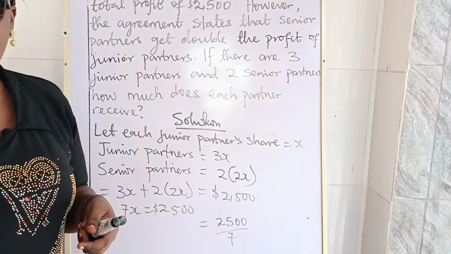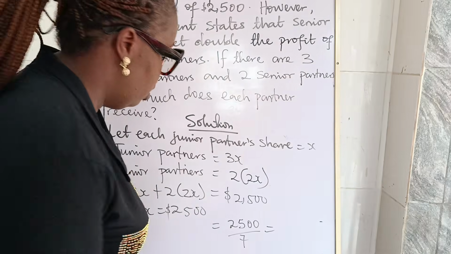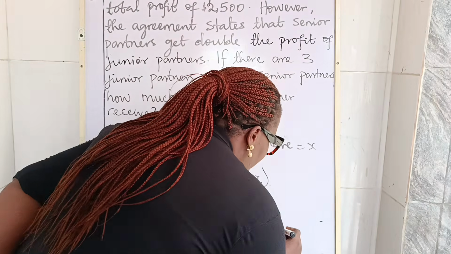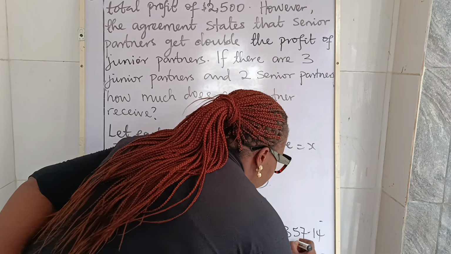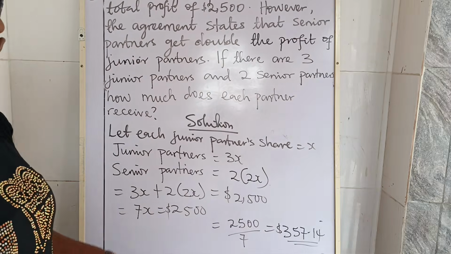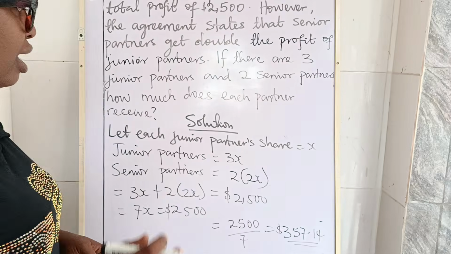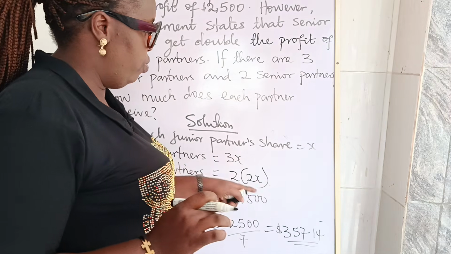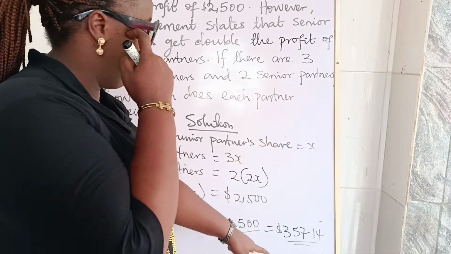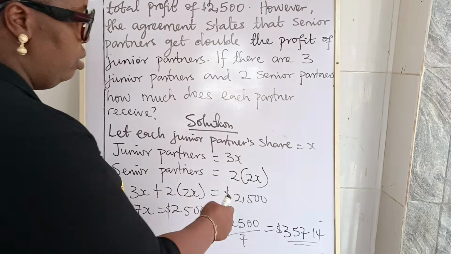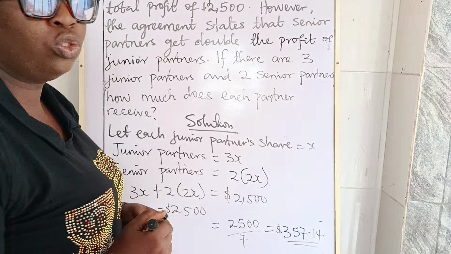Let's punch with our calculator. To divide it, after punching, we'll have $357.14. This money is for the junior partners, right? Remember, we're looking for x. x is this, and that means each of these people will get $357.14, right? That is what each of the junior partners will be getting.